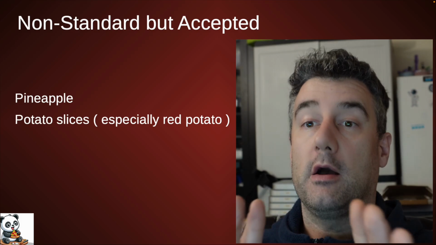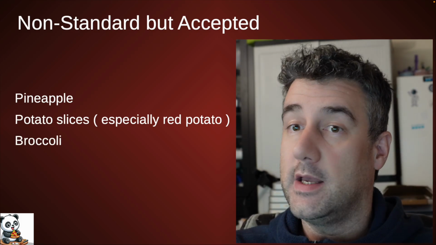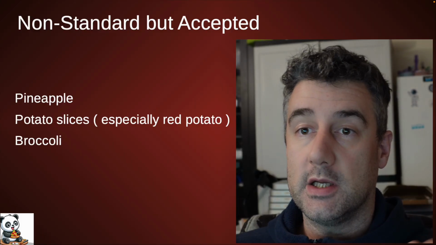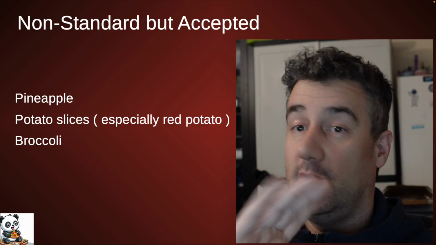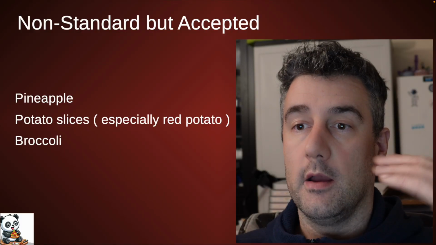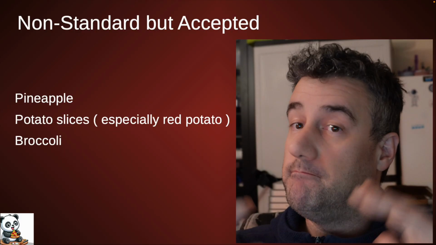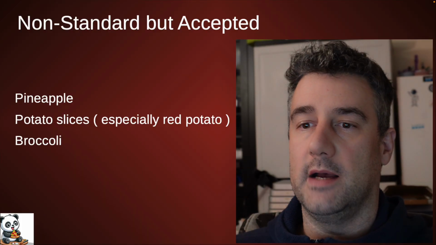Now, the next one that's non-standard but accepted, you're going to see this in a lot of places, broccoli. So broccoli, that non-standard, someone puts a piece of broccoli on a pizza. Maybe someone's going to try to disagree with me on that. If you do disagree with me, you're wrong. Don't comment down below. I mean, it's non-standard. I'm not saying it's standard, but it's acceptable. It's acceptable to put broccoli on your pizza.